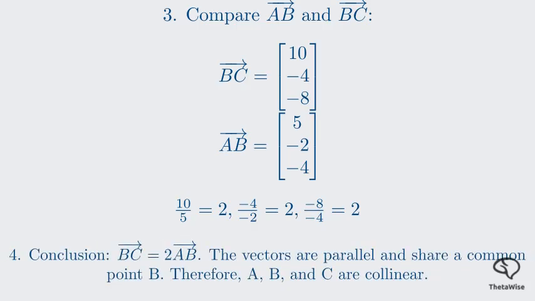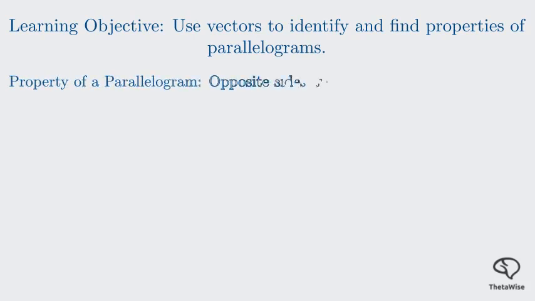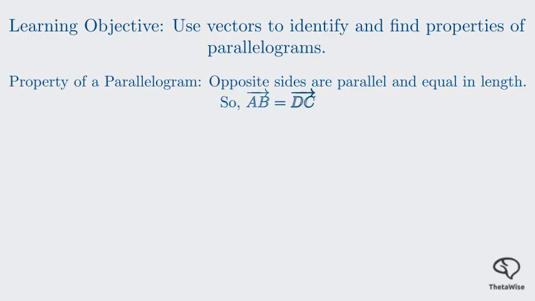This fulfills our objective. A very useful application of vectors is defining geometric shapes. Let's focus on parallelograms. Our objective is to use vectors to identify and find properties of parallelograms. A key property of a parallelogram is that its opposite sides are parallel and have equal length. This can be expressed perfectly using vectors. The vector from A to B must be identical to the vector from D to C. That is, vector AB equals vector DC. This property gives us a powerful method to find the coordinates of a missing vertex if we are given the other 3. This is an IB-style question you are likely to encounter.